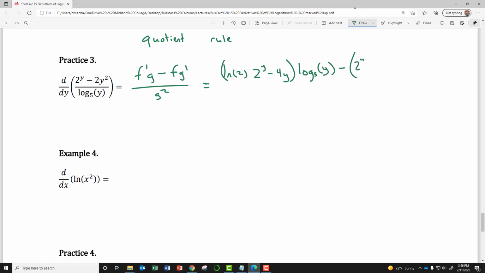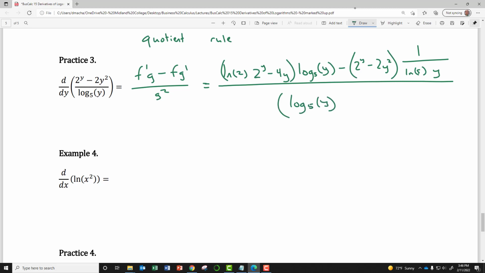So now f is 2 to the power y minus 2y squared, and g prime is going to be 1 over natural log 5 times y. Divide the whole thing by logarithm base 5 of y squared. This is a mess. Maybe there's a way to simplify it, but I'm honestly not interested. If it's this complicated, just leave it like this on your exam, and that would be just fine.